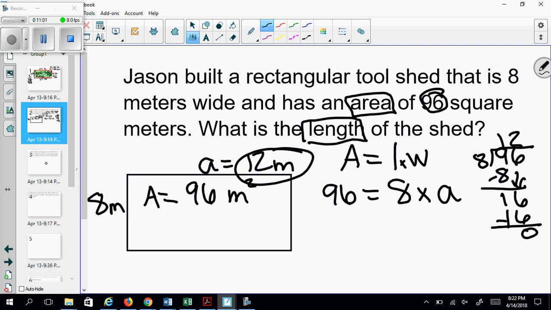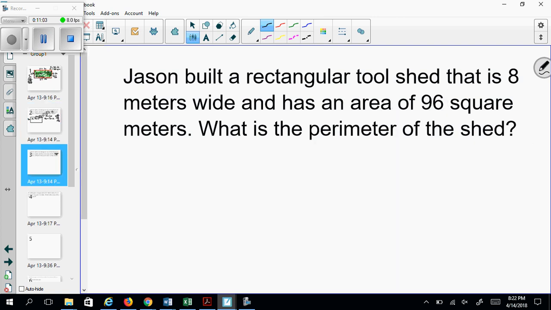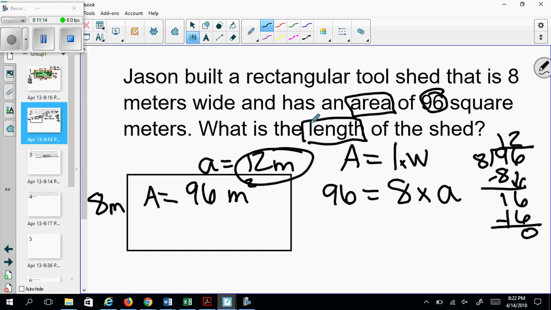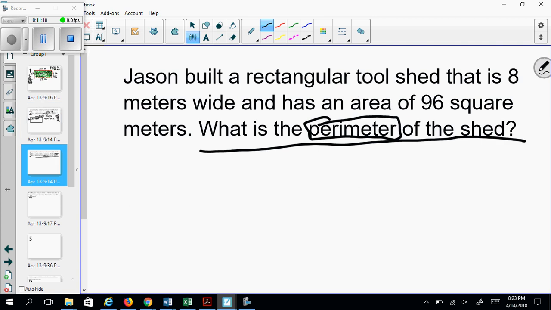Now, here's the thing though. What if they then ask you for the perimeter of the shed? This is the same problem. Okay? Same problem as here. I just have a different question. This is what is the length of the shed. This one is asking for the perimeter of the shed. Now, it is the exact same process.